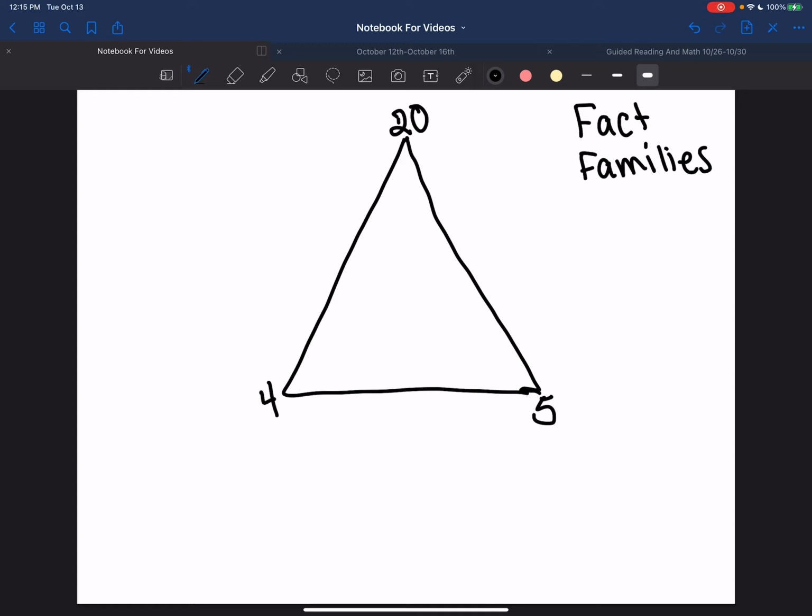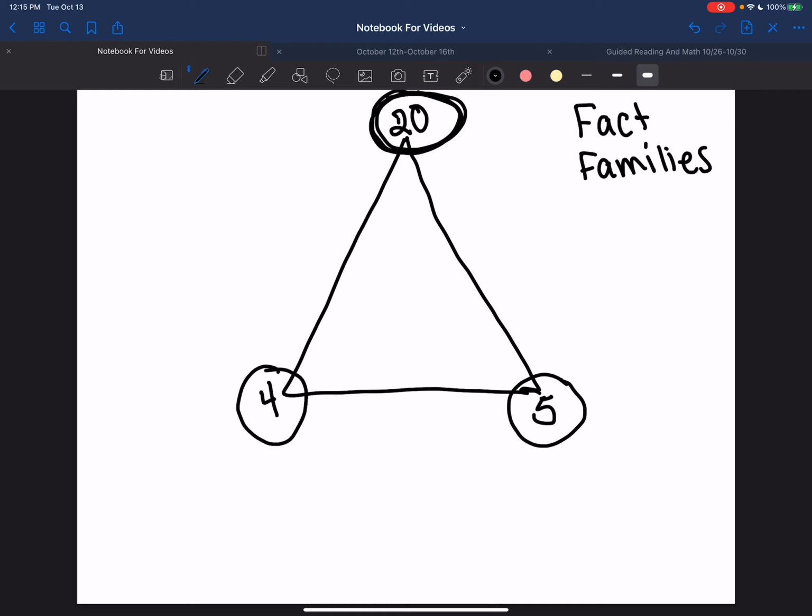So what you see on the screen is a triangle. And you can see on the triangle there are 3 numbers. Now, what I always like to tell my students is that the factors are at the bottom of the triangle and the total is at the top. So we can write 4 equations, or 4 multiplication and division sentences, using this triangle.